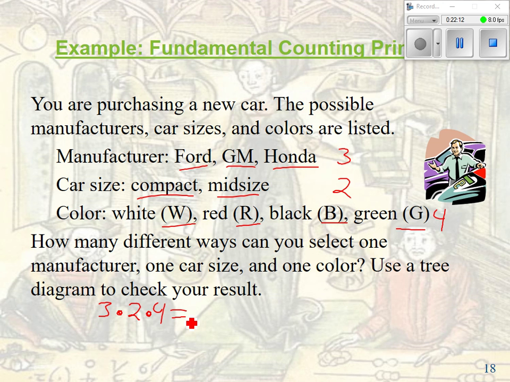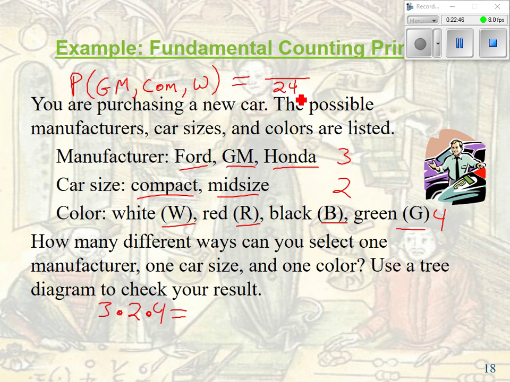And what do you get? So that's how that works. If we asked what's the probability that you picked GM, compact, white, by doing 3 times 2 times 4, it'll give you the total possible outcomes, which is just the bottom number of the probability. So 3 times 2 times 4 is 24.